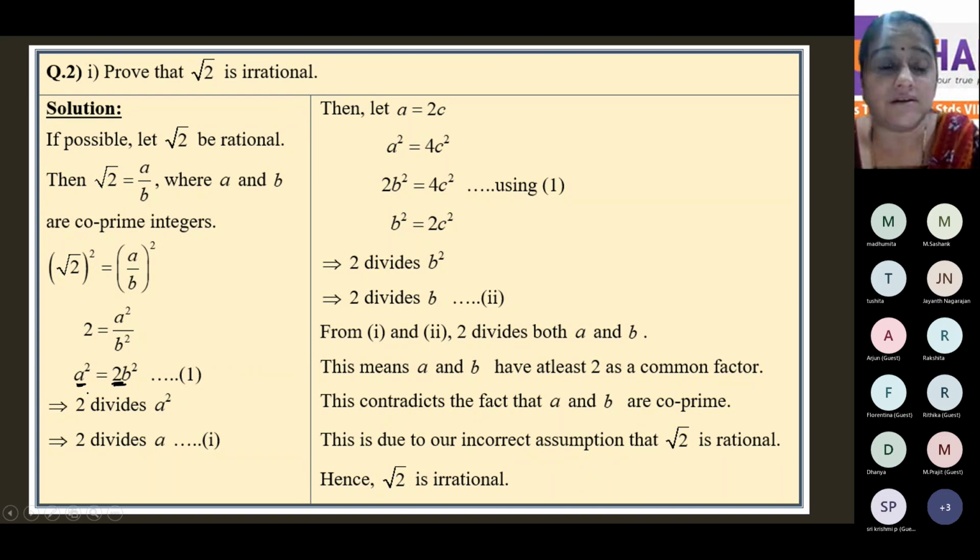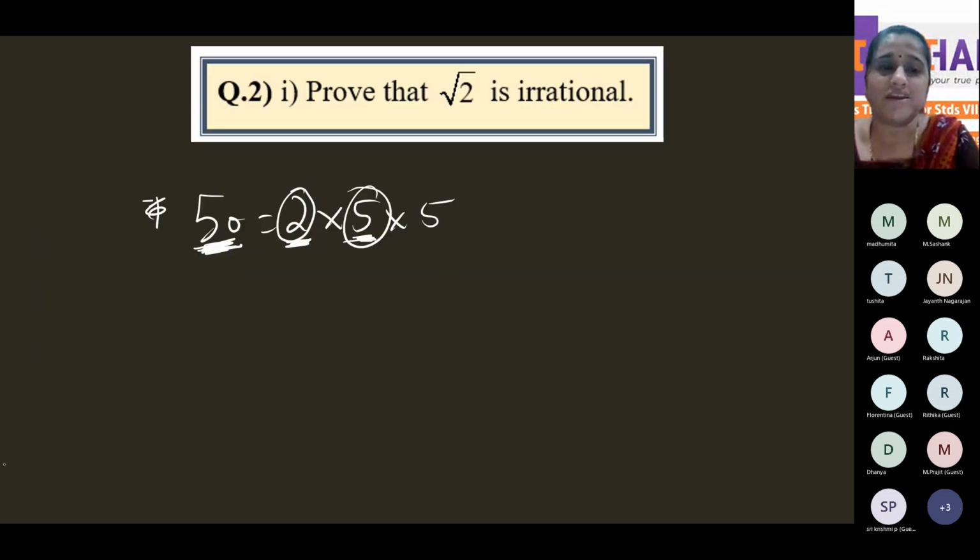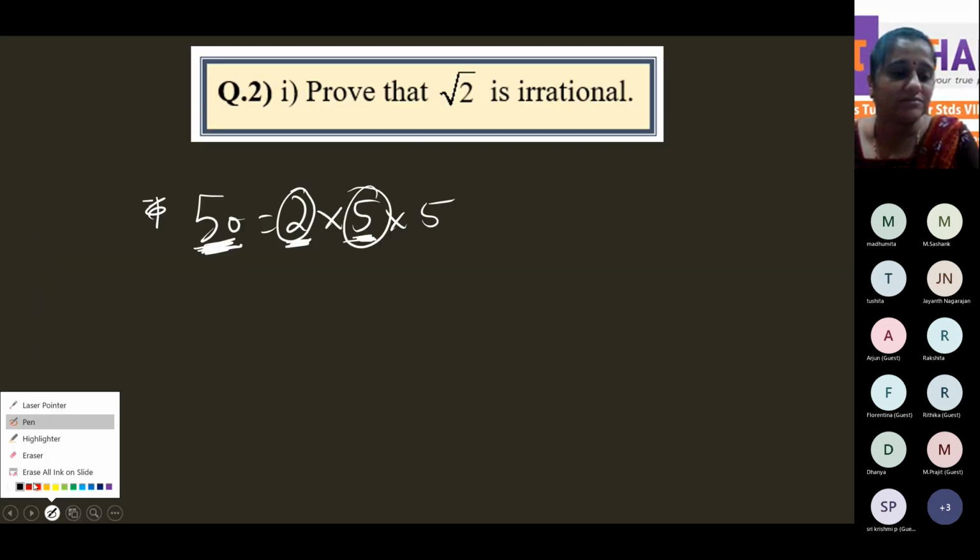But what have we learned earlier? If a prime number divides a square, then that prime number will also divide a. The theorem which we learned some time back. So since 2 divides a square, 2 also divides a.